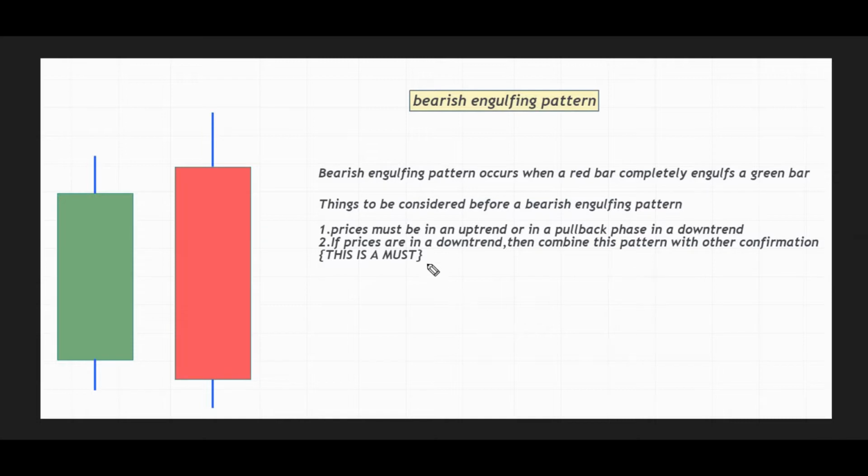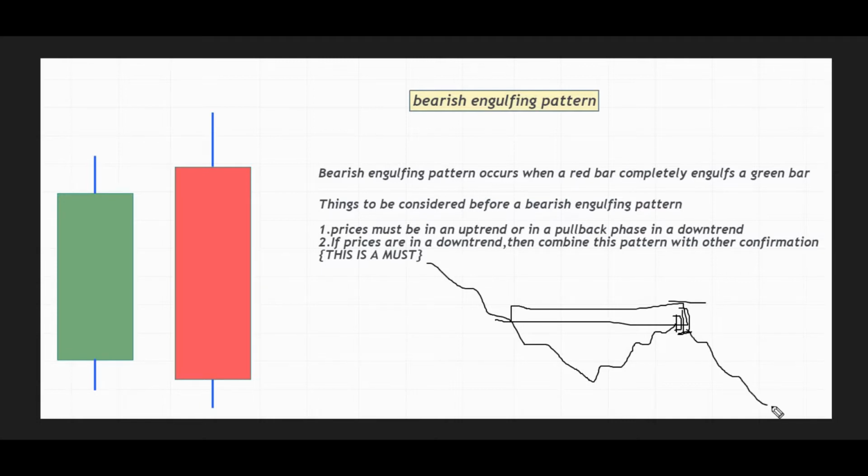Or if prices are in a very strong downtrend and then prices are pulling back to a supply zone or a resistance level, and then we find a bearish engulfing pattern, then with the help of other confirmations in the market, which we will discuss in the examples, we can look for a trading opportunity here with stop loss just above the swing high and then look for a potential continuation of the trend.